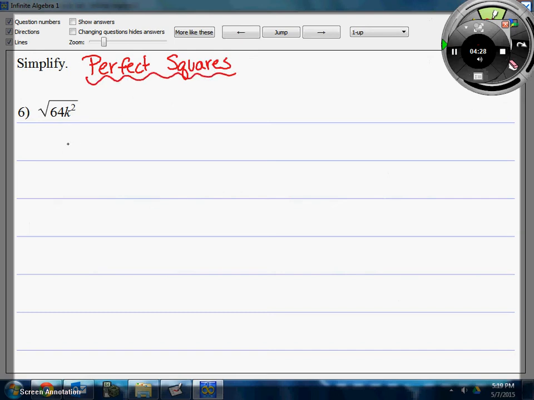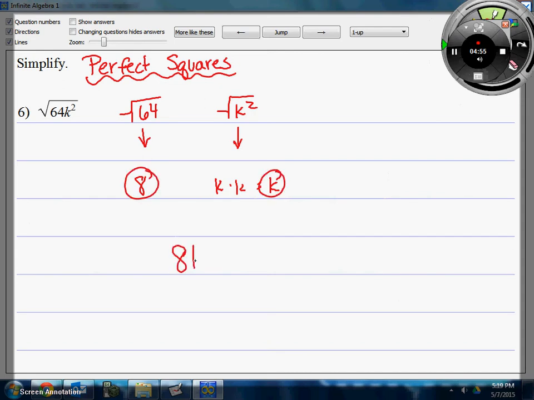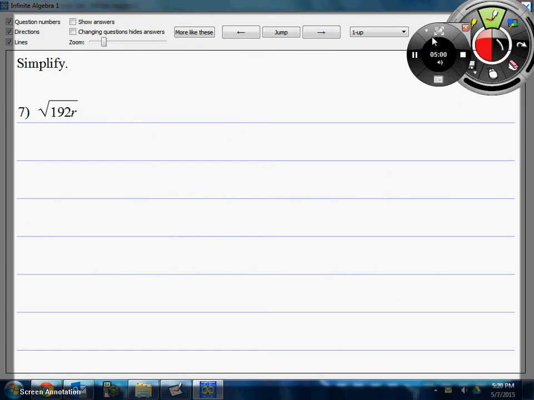Okay, well, I would first break this into numbers and variables. The square root of 64, that is actually a perfect square in and of itself, would be just 8. The square root of k squared, well, what times what gives me k squared? Well, k times k. So that would just be equal to k. So my final answer, put those together, would be 8k. I'll do one more for you.